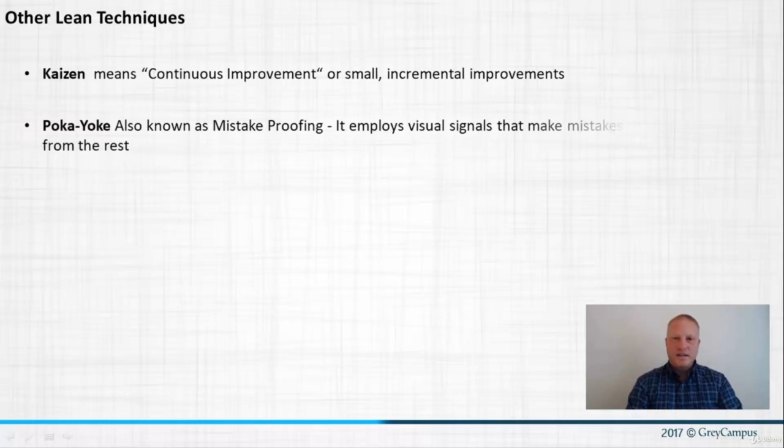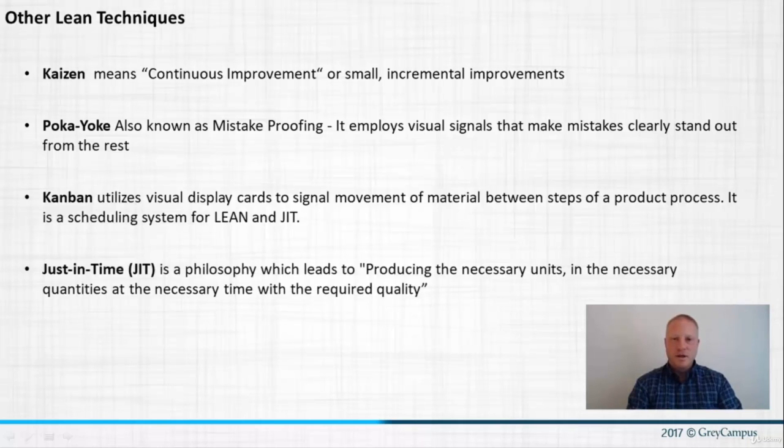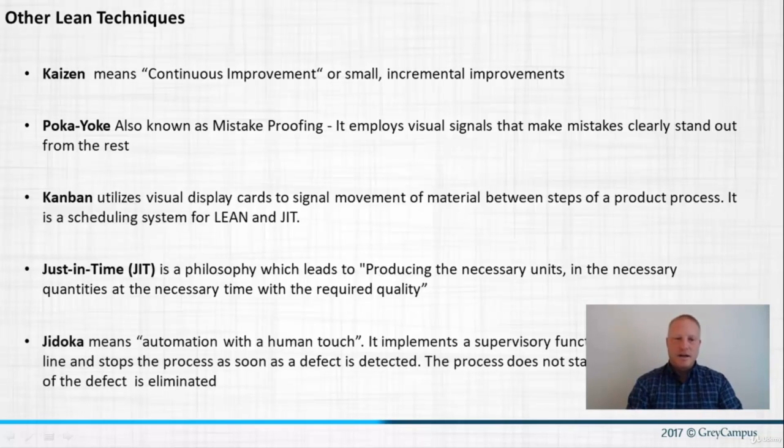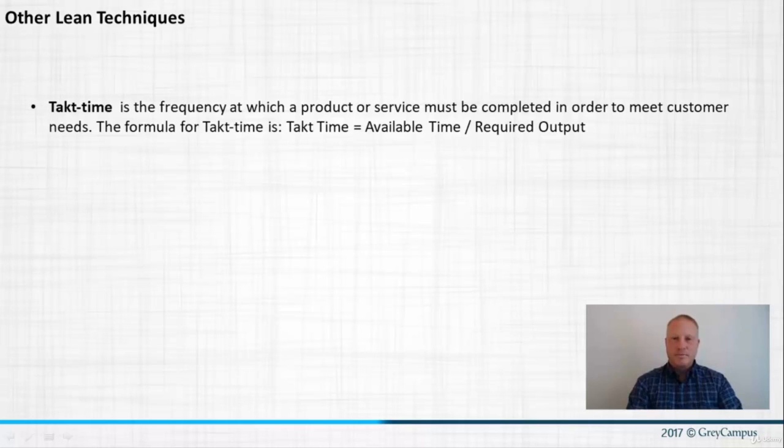Some other lean techniques are Kaizen, which means small incremental improvements, Poka-yoke, which means mistake proofing. Kanban is an inventory management tool that we'll get into, and just in time, JIT, having the equipment, the people, the materials necessary when they're needed, and then Jidoka, automation with a human touch. Again, we'll get into all of these more in depth.